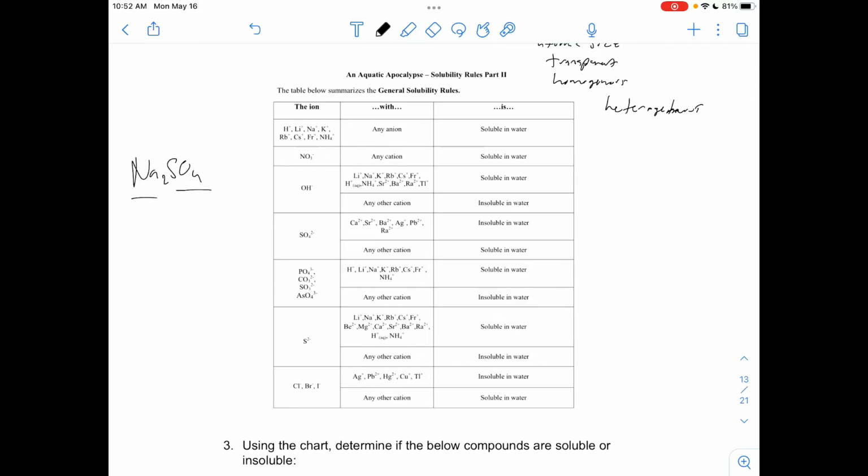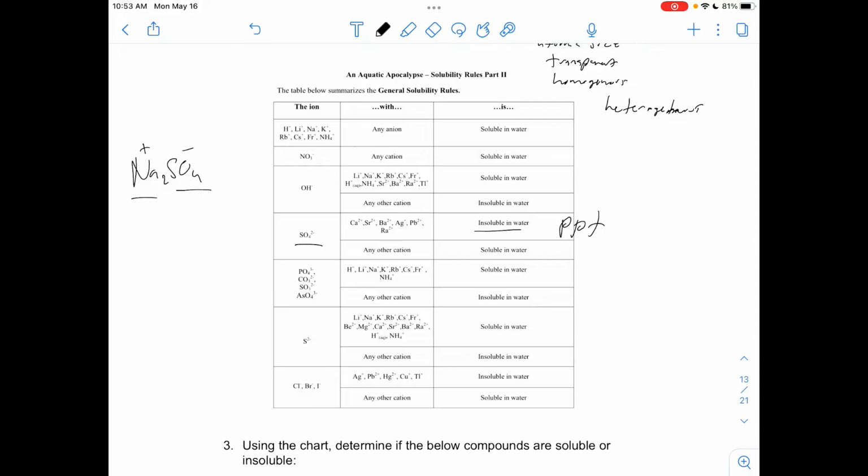Okay, so how to use this chart is you would look for either sulfate or sodium. In this case, sulfate is right here, and if it's with these cations, remember that the cations are always first, anions are always second, it would be insoluble, which means that it would precipitate. PPT means precipitate, it wouldn't dissolve.